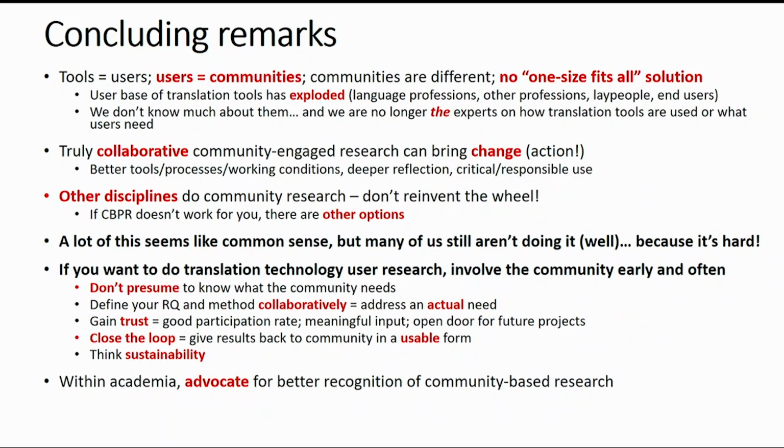It's very different than the type of research that we've often been trained in. But if you do want to do research on users of translation technology, then I would advise you to, if you can, involve the community early and often. Don't assume what they need, but ask them what they need. And then take their input and use that at all phases of the research. When you're defining your research question, when you're choosing your method, address an actual need rather than a manufactured need that you've come up with.